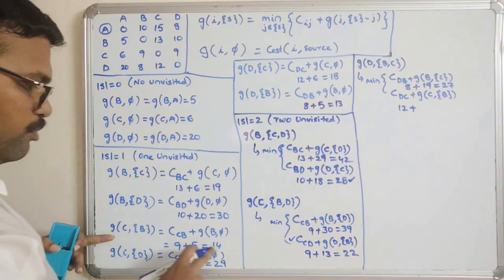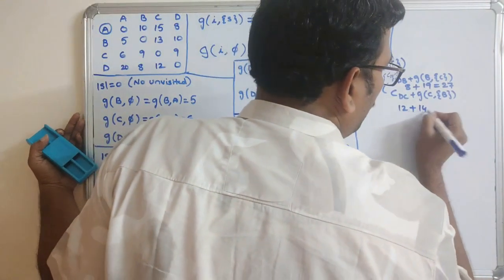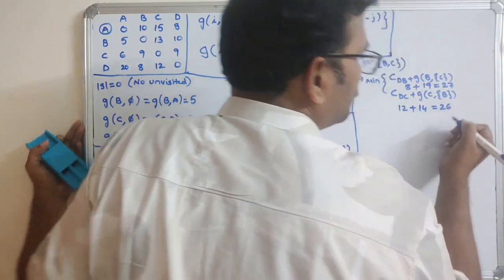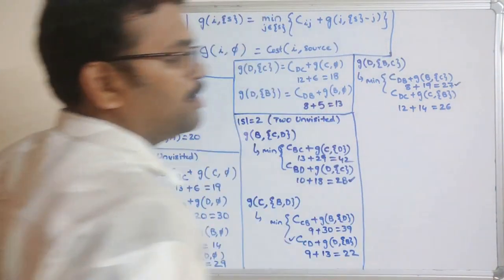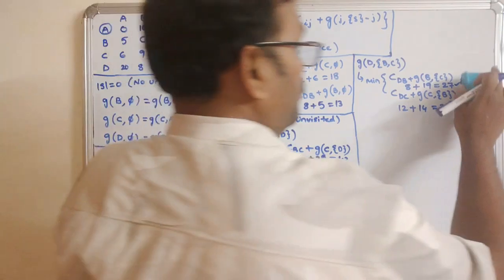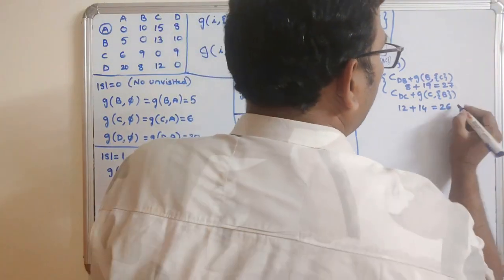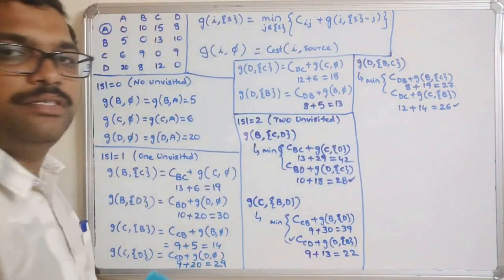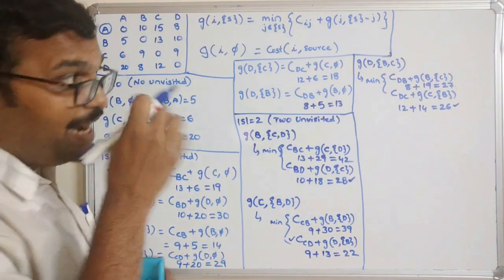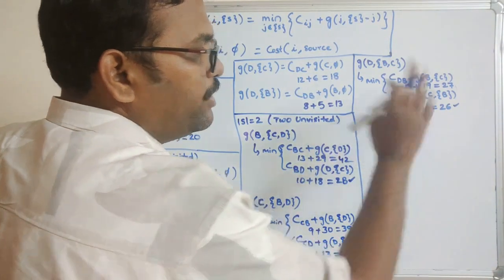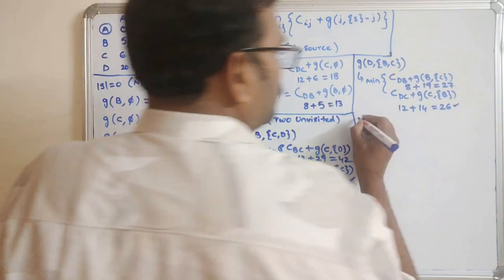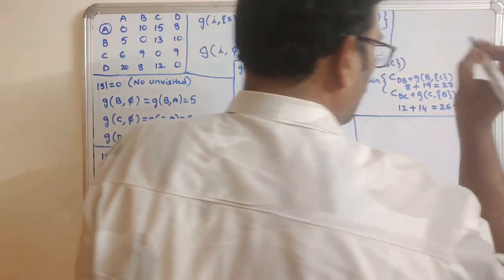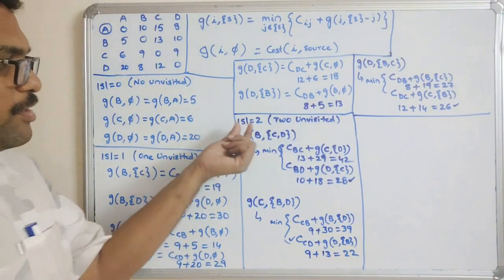G of C comma B, which is 14. So which is 26. So among this one, this is the minimum. Okay, this is the minimum. So if you want to consider the edge, we need to consider D to C. Okay. So here we have completed the set of 2.